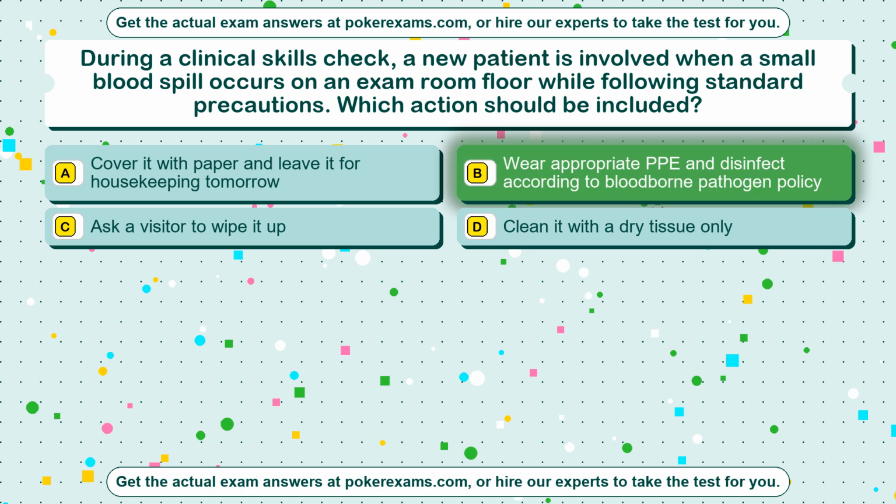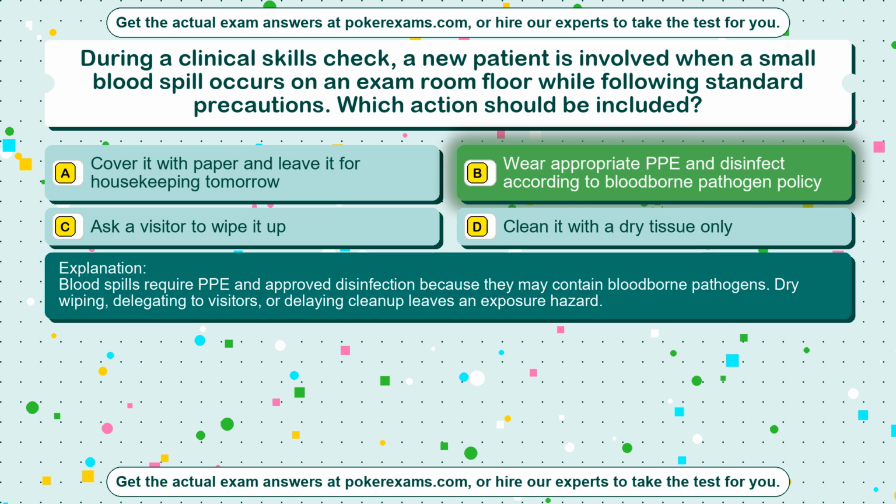The correct answer is option B, wear appropriate PPE and disinfect according to bloodborne pathogen policy. Blood spills require PPE and approved disinfection because they may contain bloodborne pathogens. Dry wiping, delegating to visitors, or delaying cleanup leaves an exposure hazard.